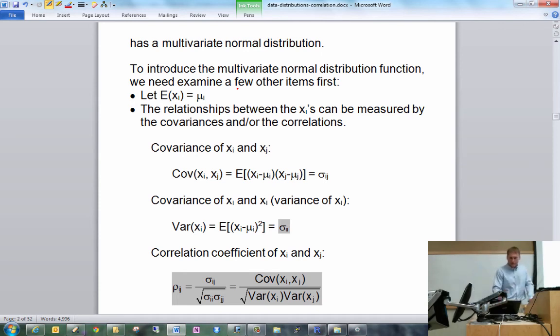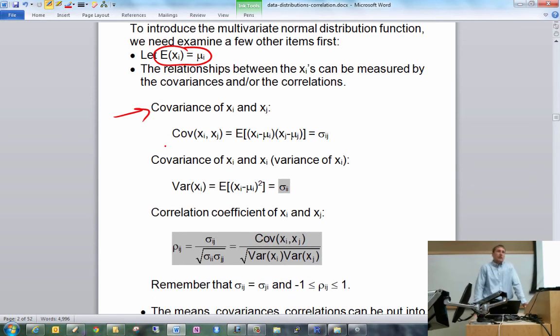Okay, so here's the setup. Let the expected value of x sub i be equal to mu sub i. So for the ith variable, it has a mean of simply mu sub i. Now, when you deal with more than one variable at a time, it's going to be very important to understand the relationships between the variables. And the way that we're going to measure the relationship, actually, I guess you can say two ways. The first way is through what's called a covariance. I anticipate that most of you have seen covariances before, but I won't be surprised if some of you have not. So let's take a look at what a covariance is.